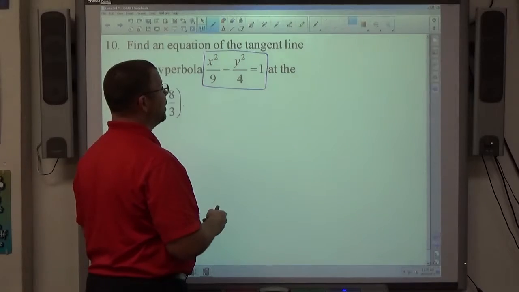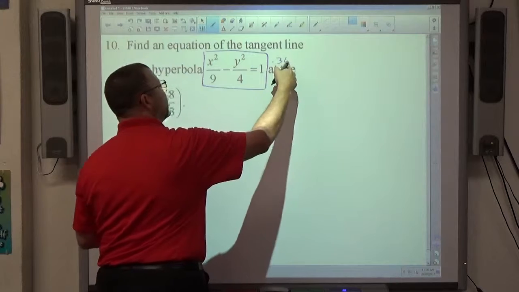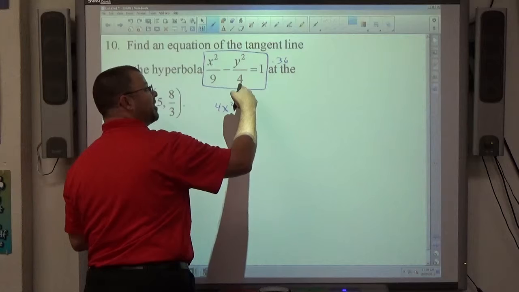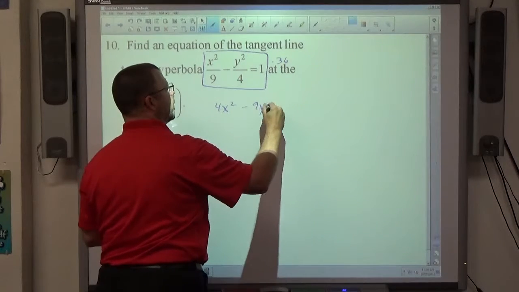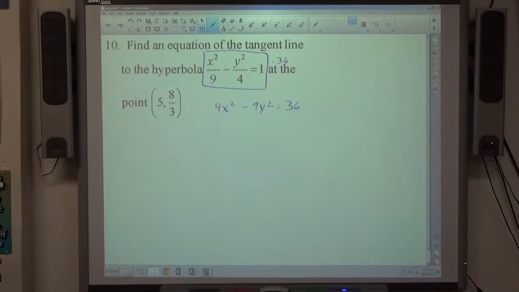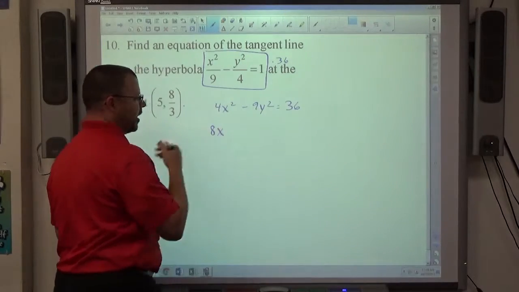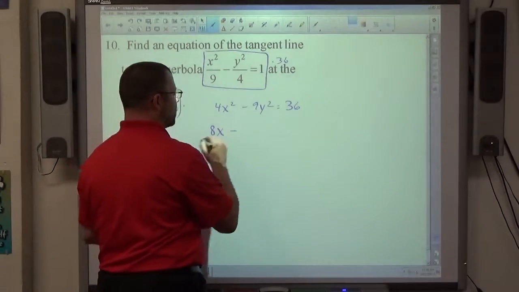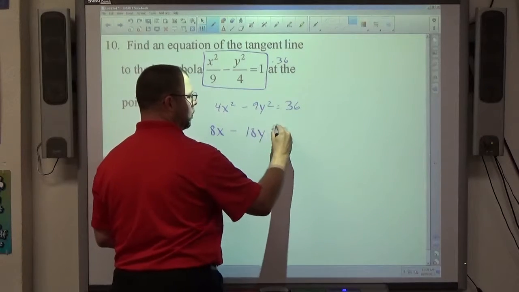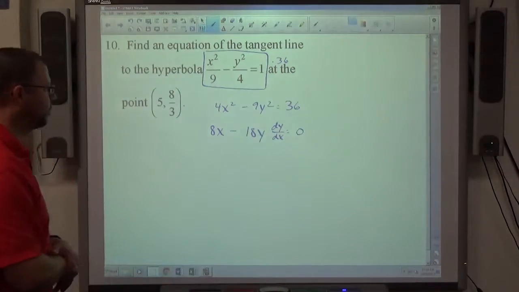I would multiply the entire thing times 36 though to get rid of the fraction. So if I do this whole thing times 36, 36 divided by 9 is 4 times x squared. 36 divided by 4 is 9 times negative y squared makes negative 9y squared. And 36 times 1 is 36. It's just easier to look at, fewer fractions. It's worth doing. Derivative of 4x squared is 8x. I'm differentiating x and nothing extra necessary. The derivative of 9y squared is 18y, but it's a derivative of y, so we're going to put dy/dx, and that equals 0. Derivative of 36 is 0.